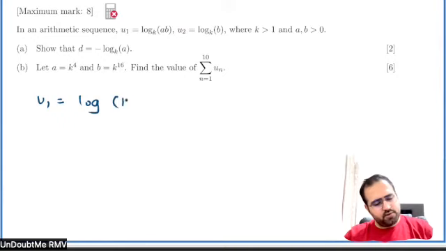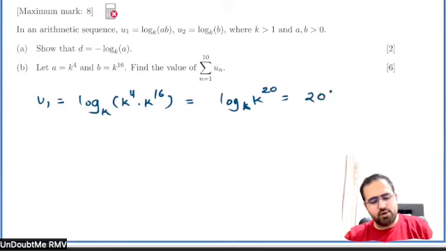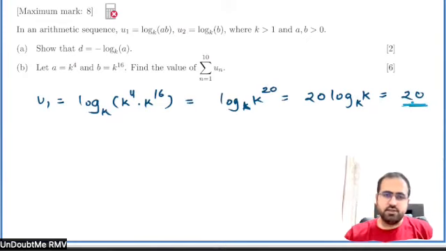So log of K to the power 4, K to the power 16, and the base is K. K to the power 4 times K to the power 16 will be K to the power 20. So that will give me log of K to the power 20 to base K. I will apply the property of log, because of which this power will come in front. So that will be 20 log K to the base K, and that will be 20 finally. So the value of the first term is 20.